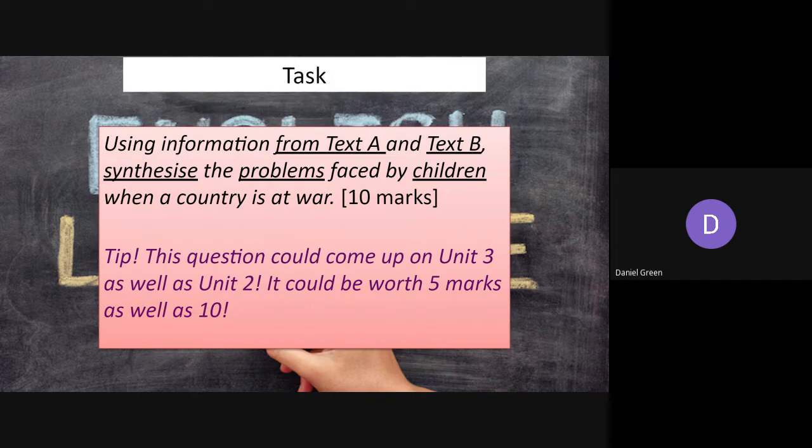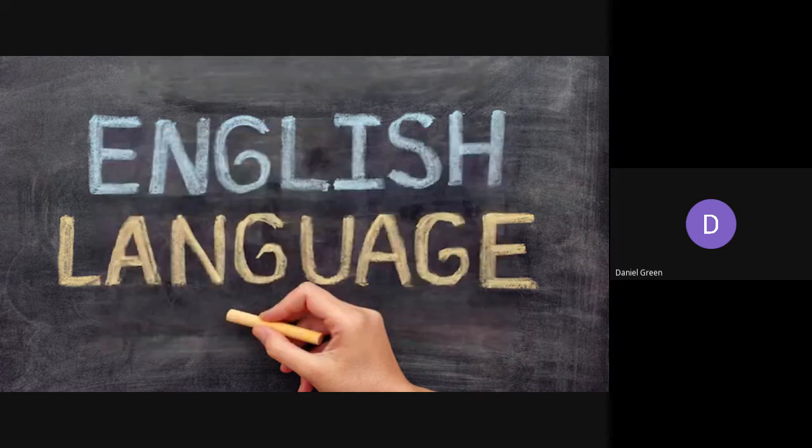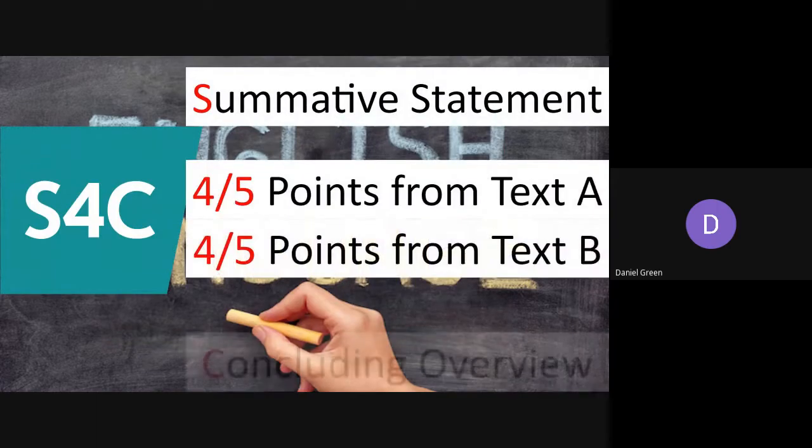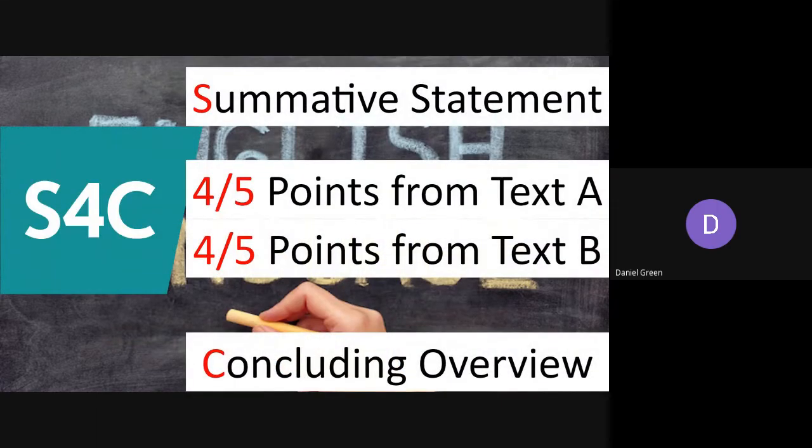So again, this could come up as Unit 3 as well as Unit 2. It could be with 5 as well as 10. I don't think we've ever had a 5-mark synthesis question, so I bet it would be either an 8 or a 10 mark. But again, we've had the Unit 2 paper, so this is probably going to come up on Unit 3. Now, if we broke down what I was saying earlier, you need a summative statement, so a summing up of what the text is about.